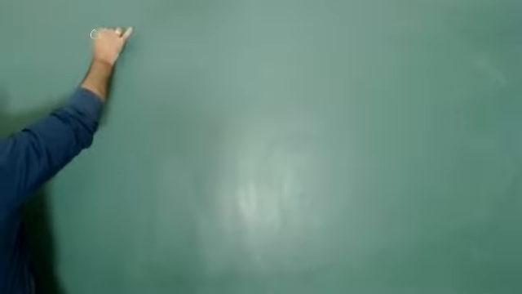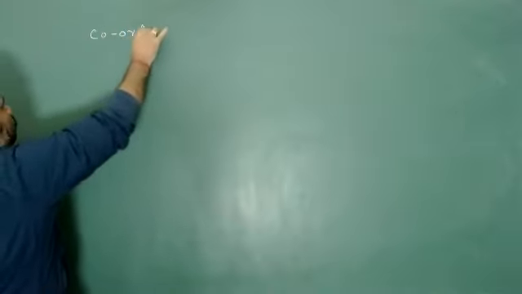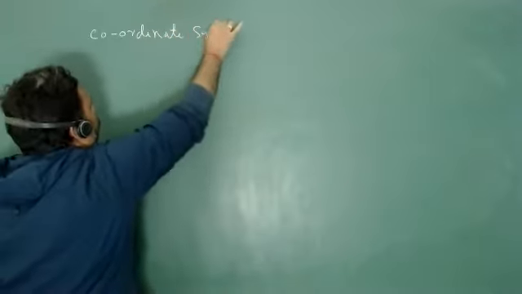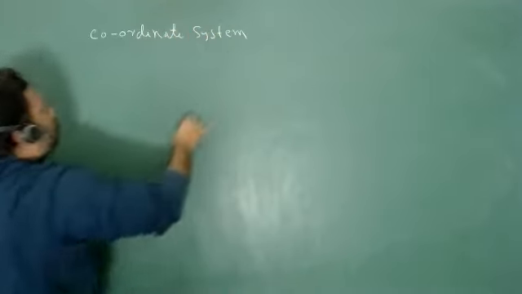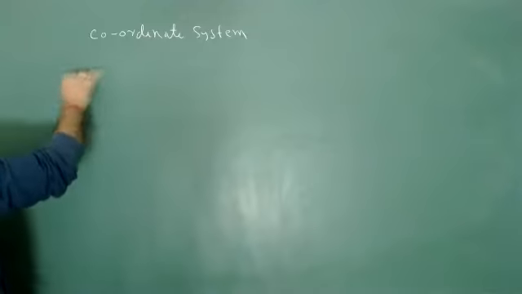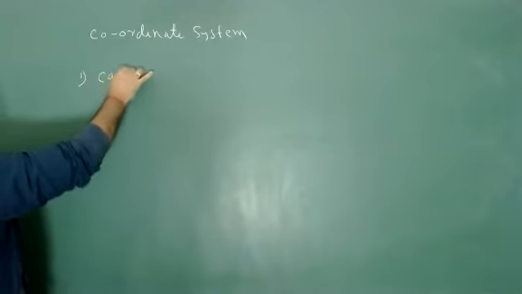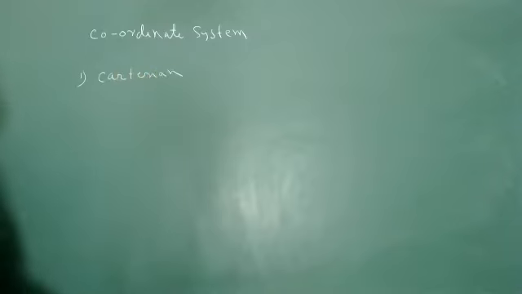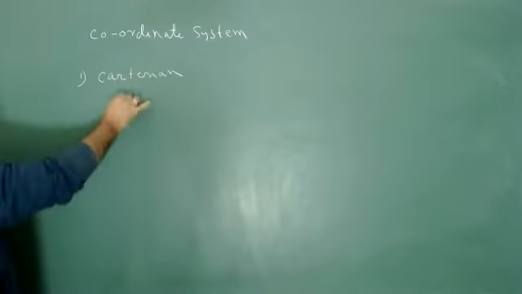So let us try to go for three types of coordinate system mainly. So we will go for coordinate system. Okay, so first we are talking about Cartesian coordinate. It is very simple and very trivial.